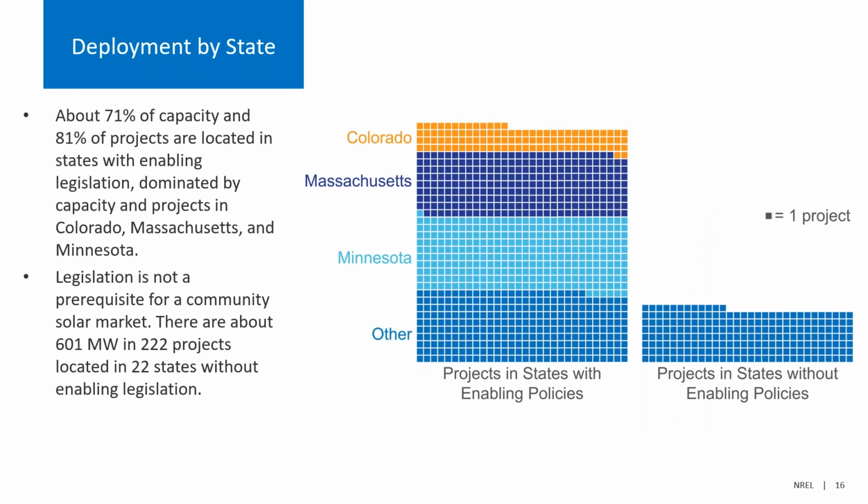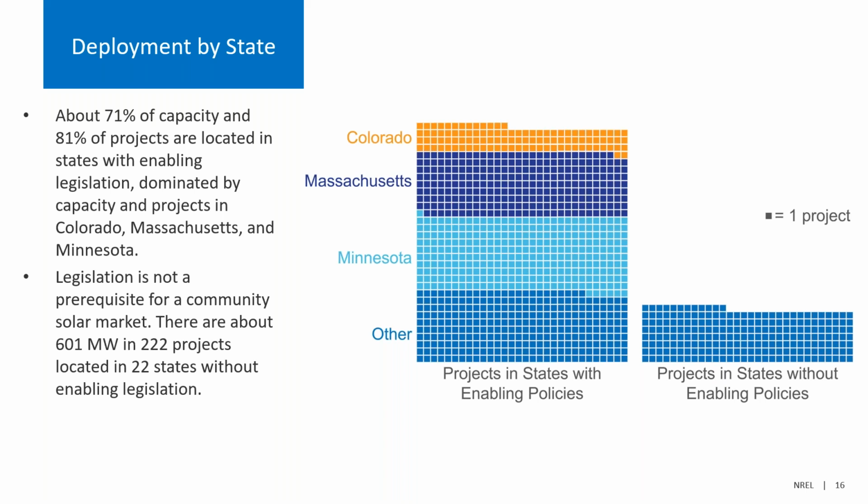When we look at deployment by state, you do see that 71% of capacity and 81% of projects are located in states that do have some type of enabling legislation. Here we break out Colorado, Massachusetts, and Minnesota really as the leaders in terms of policy-enabled states. But it's not a prerequisite for community solar. So there are about 600 megawatts located in 22 states that do not have that enabling legislation.